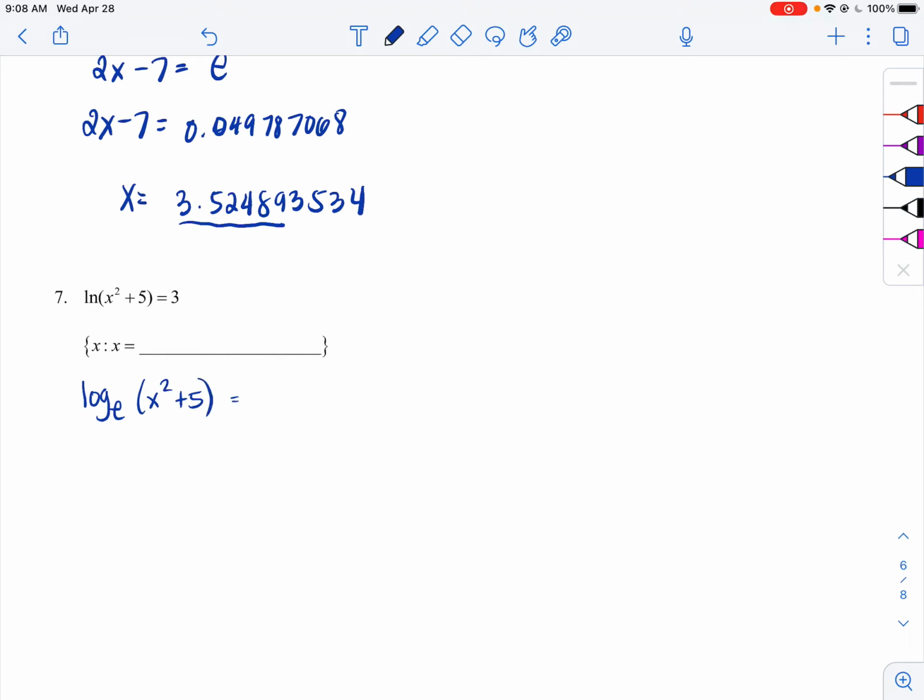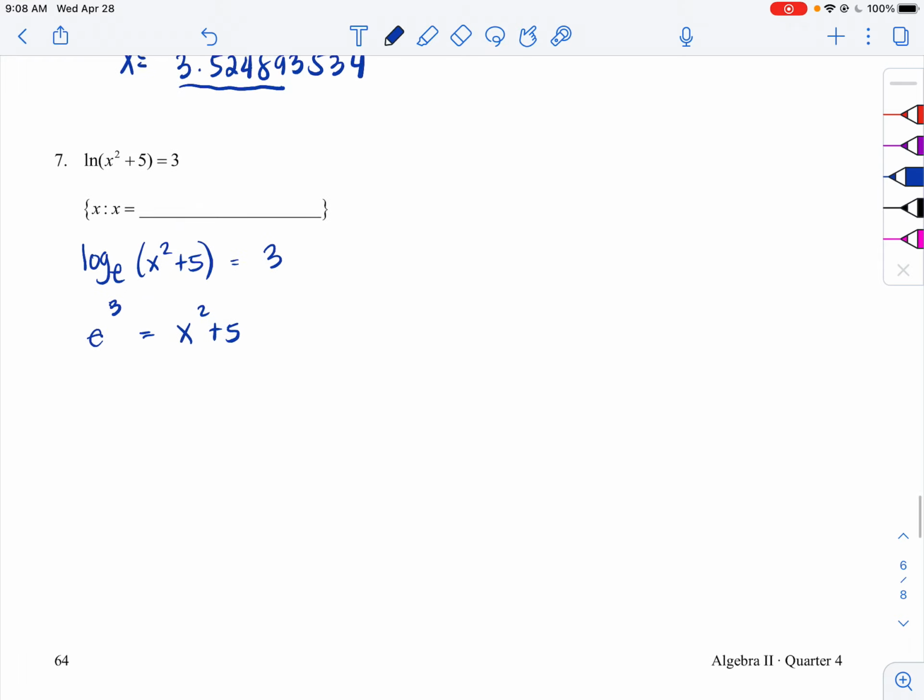I'm going to, again, rewrite this one as log with a base of e. Log base e of x squared plus 5 equals 3. I'm going to do e to the power of 3 equals x squared plus 5. I'm going to rewrite it so that whatever I'm solving for is on the left. And then I'm going to solve e to the power of 3 in my calculator.